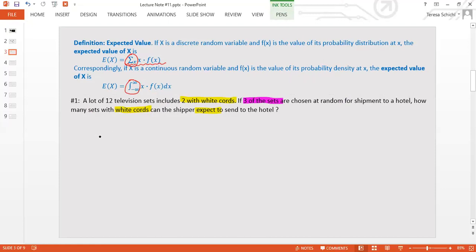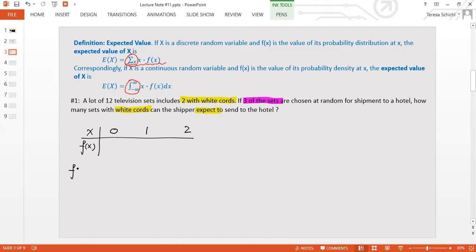So I have 2 white cord here. Remember, if you want to find the expected value, you need the values of your random variable, then you need the probability associated with each. Because there are 2 white cord and you randomly choose 3, what are the possible numbers of white cord here? You can have 0 white cord, 1 white cord, or 2 white cord, correct? Okay, and now we need to find the probabilities, right?